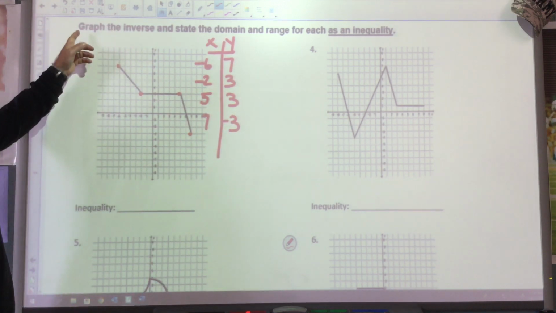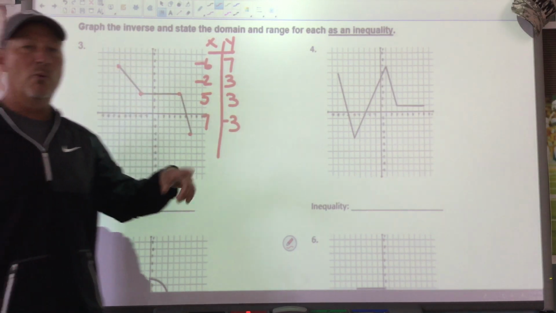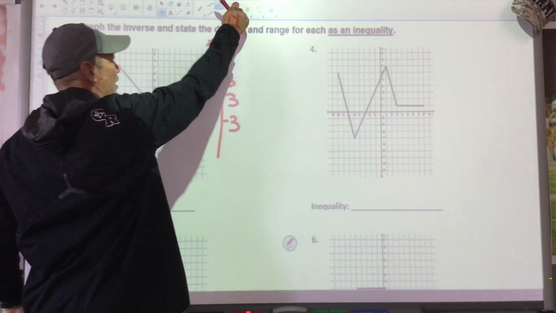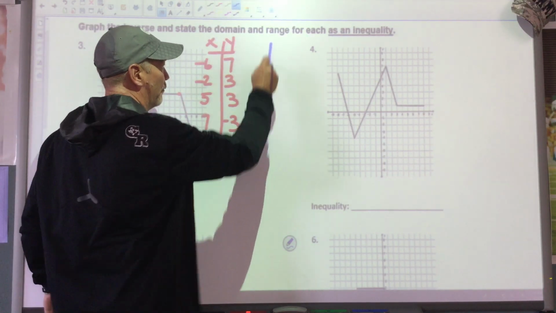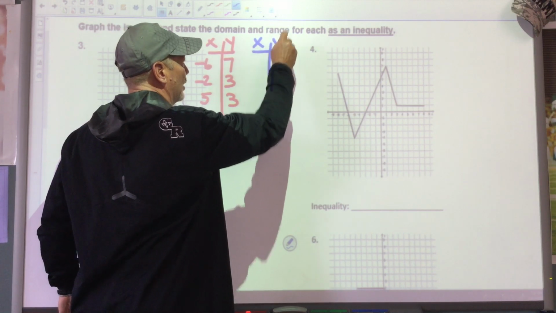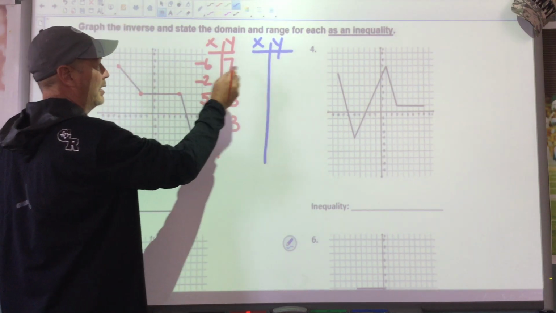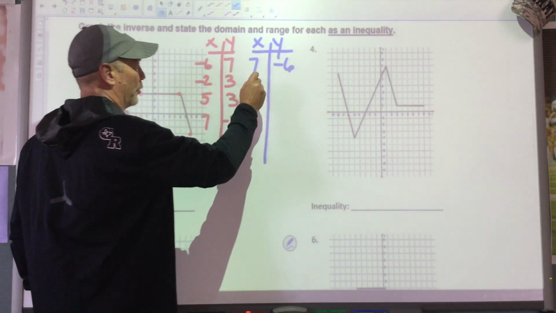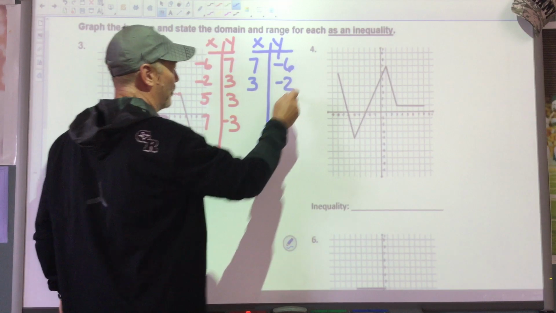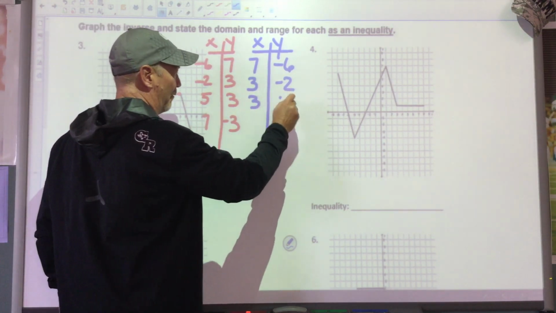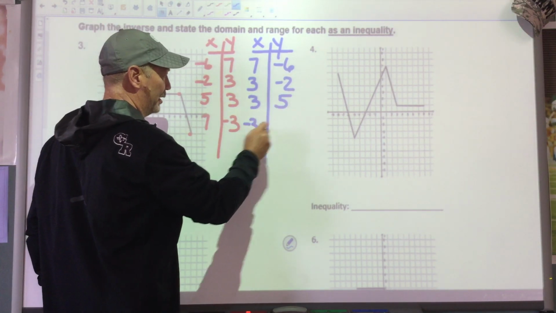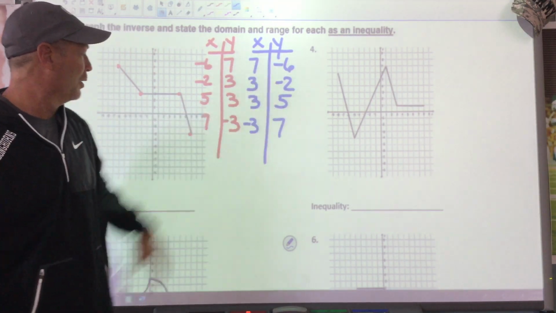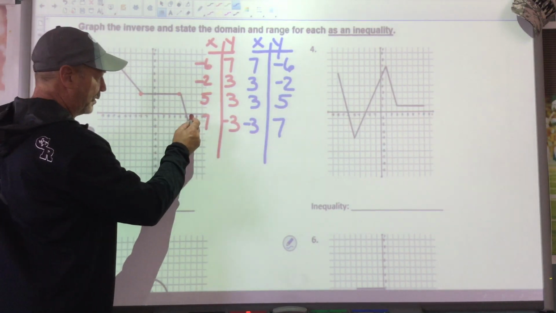But we're going to talk about the inverse. Remember when we found the inverse, we switched the x and the y. So we're going to create a new T-chart for the inverse. And we're going to switch the x and the y. And this will now become 7, negative 6; 3, negative 2; 3, 5; and negative 3, 7. These are the inverse.